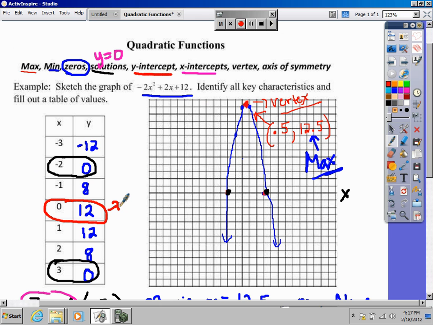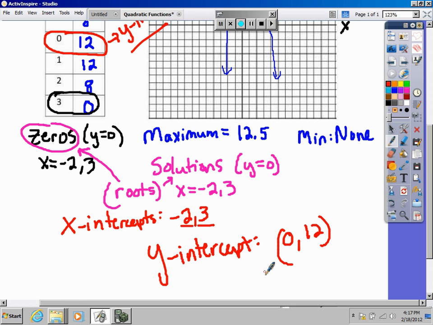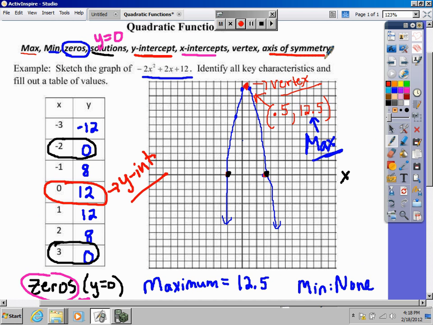Then I have my y-intercept. Okay, my y-intercept is when it crosses the y-axis. So that would be when x is 0, which is right here. On my table, I can clearly see that the y-intercept would be at 12. So when I list my y-intercept, I would just say that the y-intercept is going to be 0, 12. So that's where it crosses the y-axis.